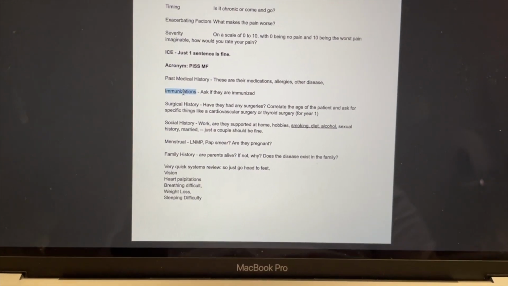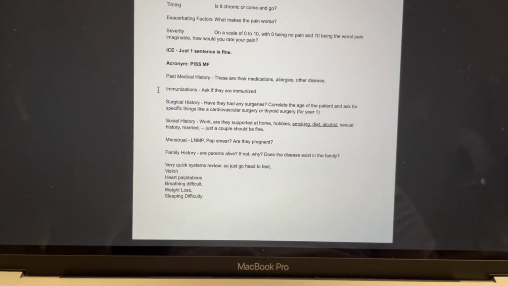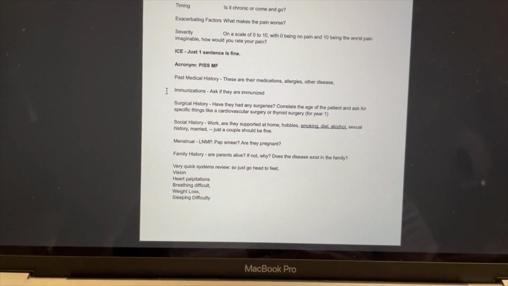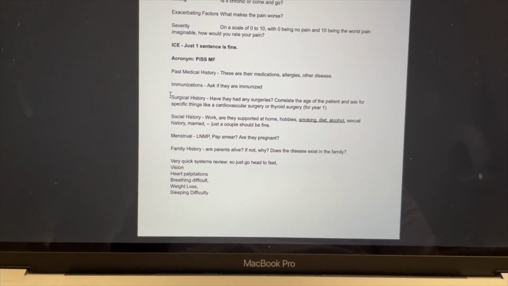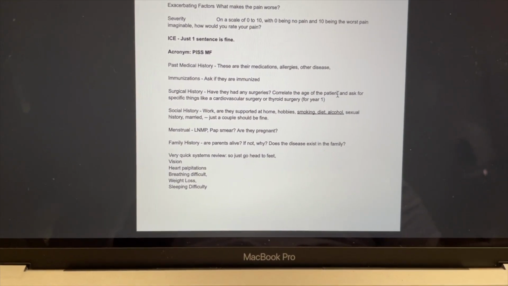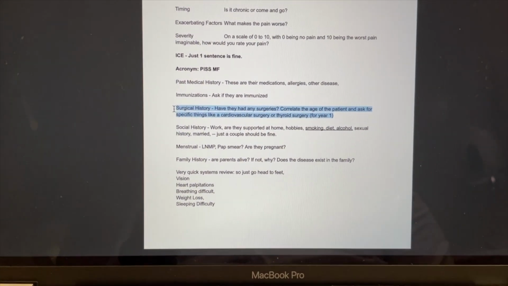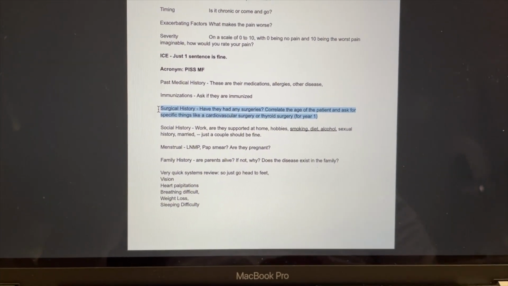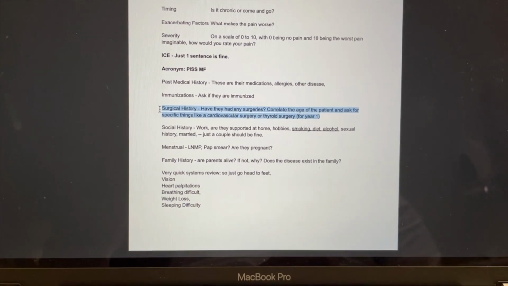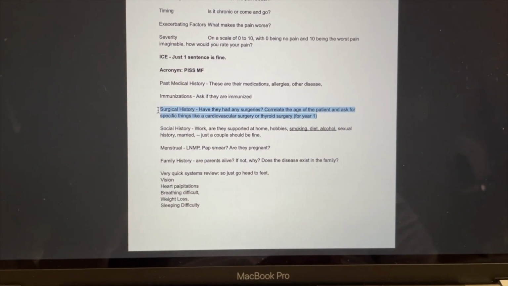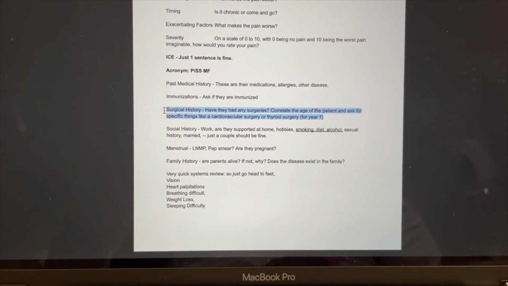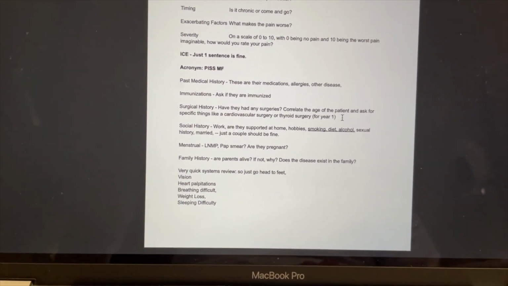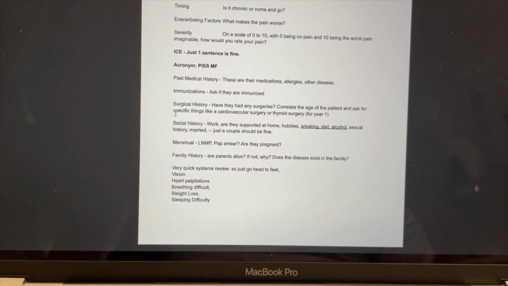Then immunizations, you just need to ask, are they immunized? If they've come in with, let's say, rheumatic heart disease, you can ask them a more specific question, but at year 1 to year 2 level, it's not really required. Surgical history, so have they had any surgeries? Correlate the age for the patient. Some of the patients are quite tough and they really want you to ask them that specific question. So you can ask them something like, I notice you're 60 and you're presenting with chest pain. Have you had any cardiovascular surgeries? Have you had a pacemaker installed? Things like that. So some of the practice patients will not tell you unless you really ask them and dig deep. So keep that in the back of your mind.